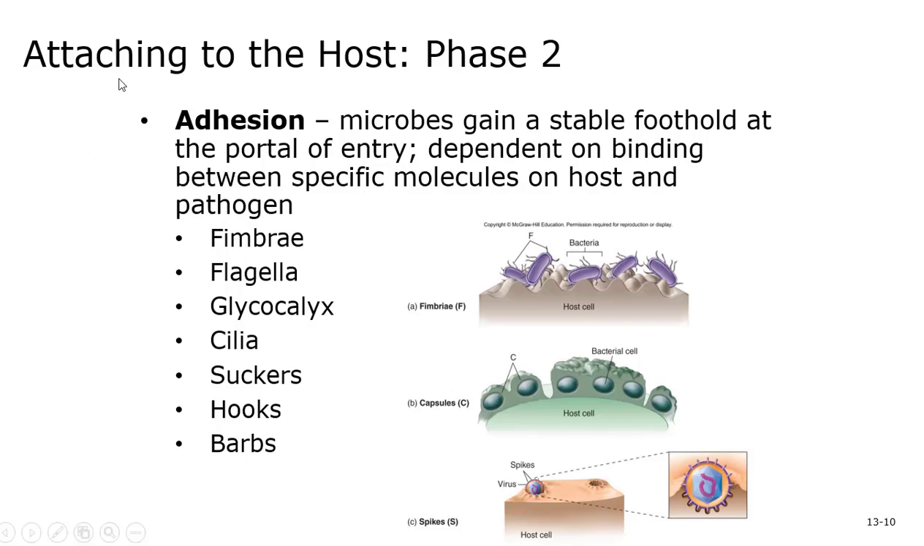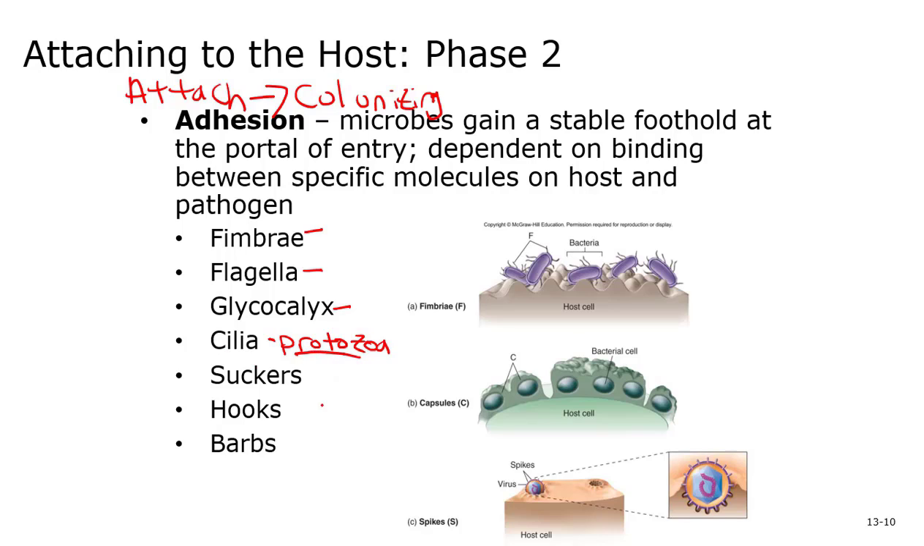It needs to attach, and then it's going to start growing, colonizing the host. In order to attach to the host, there are many virulence factors that a pathogen could produce. For example, bacteria usually will use fimbriae or a glycocalyx, which is like a sticky, sugary coating to stick to the host. Now, protozoa will use cilia to attach. Bacteria do not have cilia. This is a protozoan attachment mechanism.